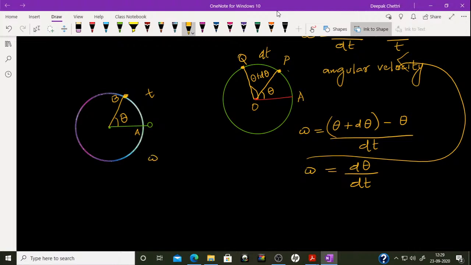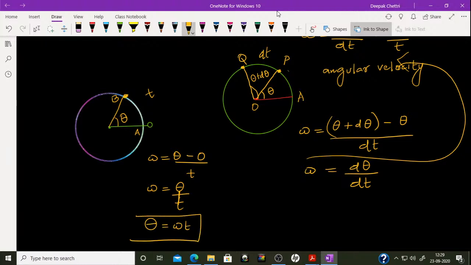So using the formula for omega, what do we get? Theta minus 0, final angle minus initial angle, divided by the final time, how much time did it take to go from here to here? t. So the formula for omega can be written as theta by t. This is clear? So theta by t is the formula for omega, which means theta can be written as omega t. This part is clear?